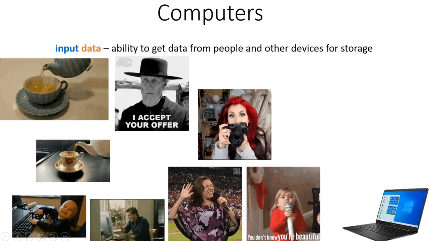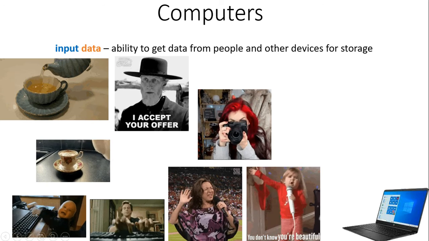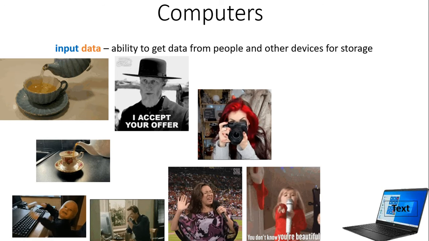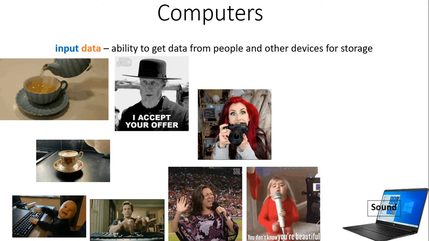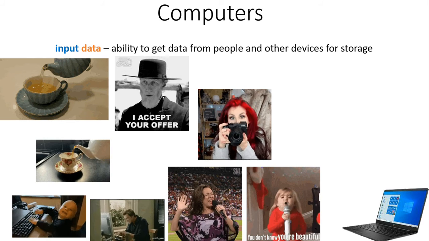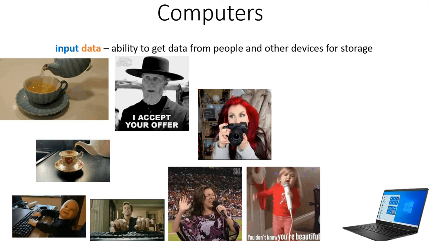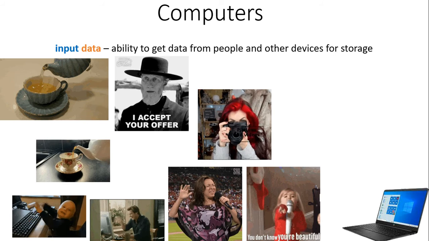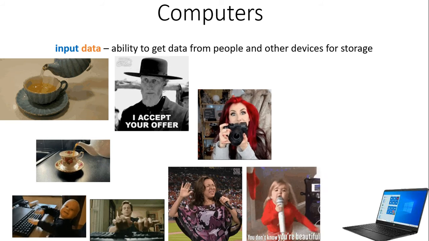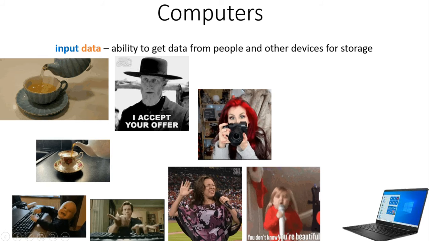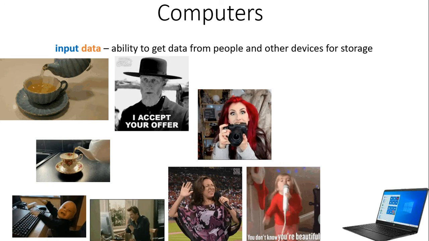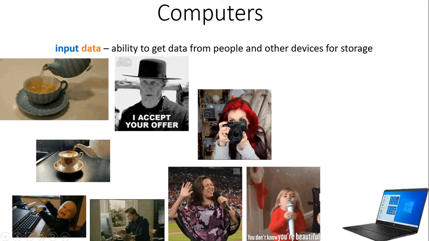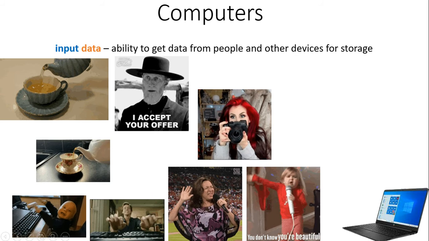So the computer is there. You can see that text is coming from these two guys. So it's text that is getting into the computer. And then next we have sound coming from that lady, and then sound again from that child, and then pictures and videos from that lady with red hair. So that's inputting data into the computer. You are offering some data to the computer, and the computer is accepting the offers.